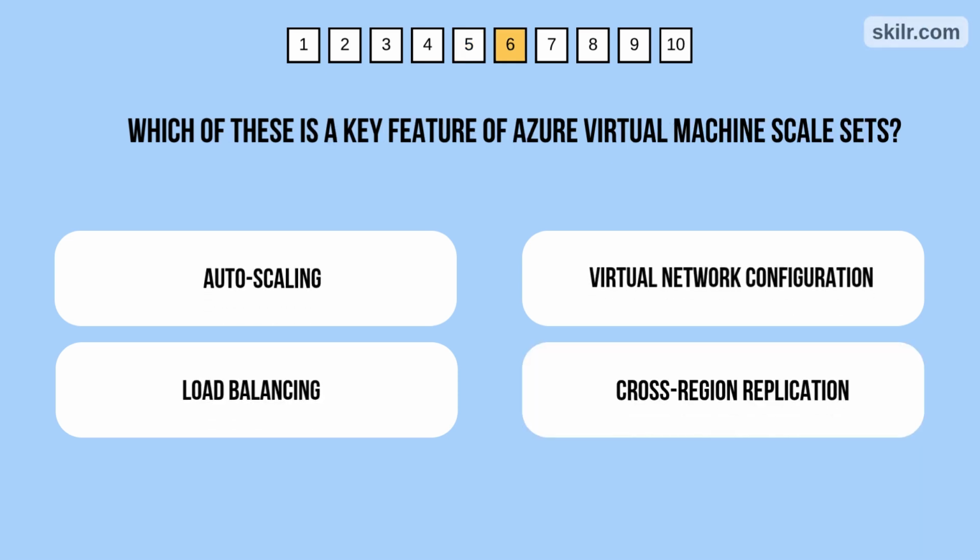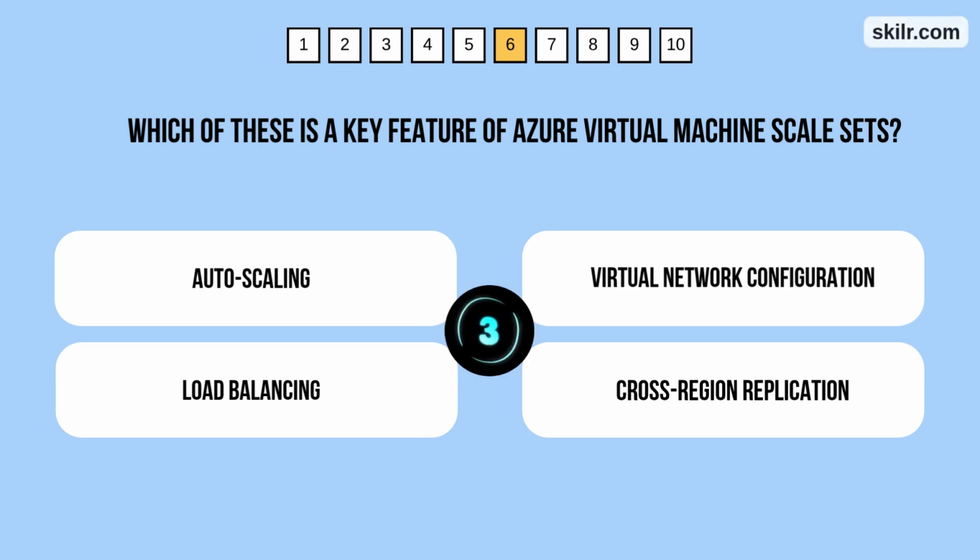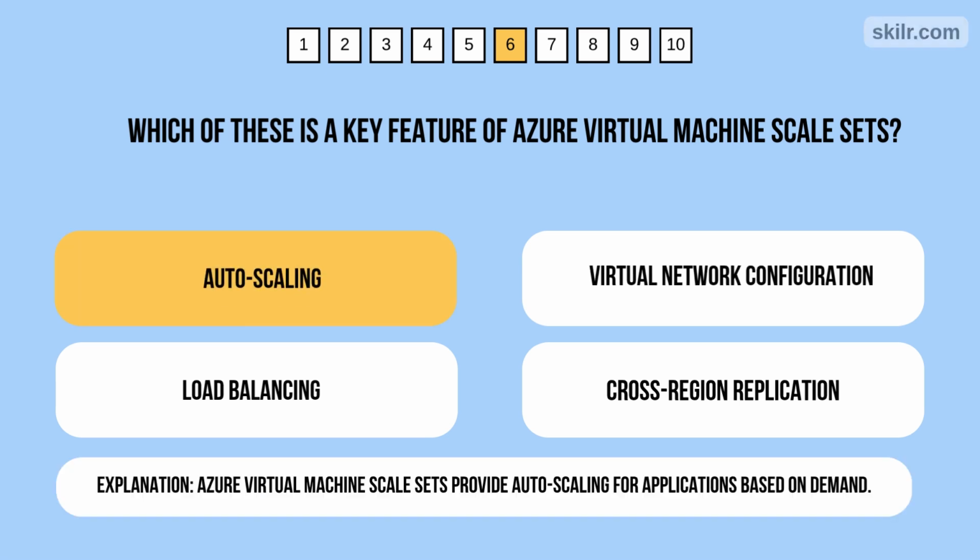Question 6. Which of these is a key feature of Azure Virtual Machine Scale Sets? The answer is autoscaling, as Azure Virtual Machine Scale Sets provide autoscaling for applications based on demand.